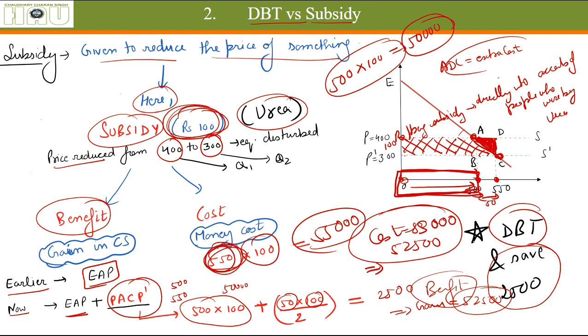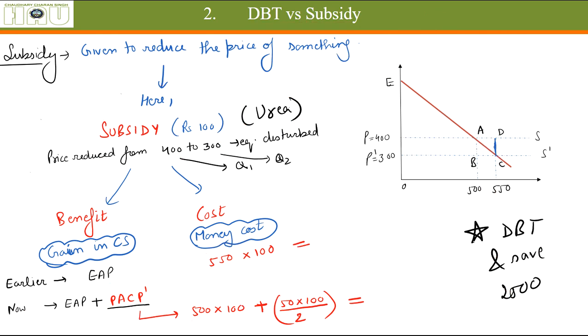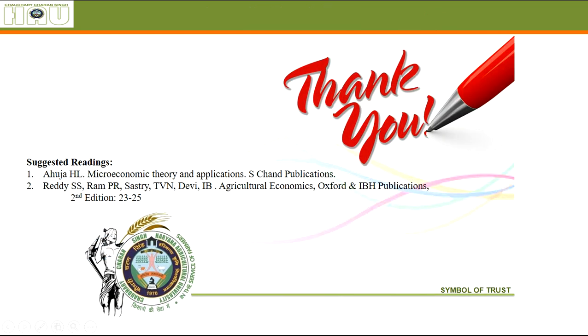If they reduce the price, quantity demanded will increase. As quantity demanded increases, the consumer surplus does not increase as much as the burden of the subsidy. So this was all about the consumer surplus topic. These are the suggested readings from where you can read more about the topic.